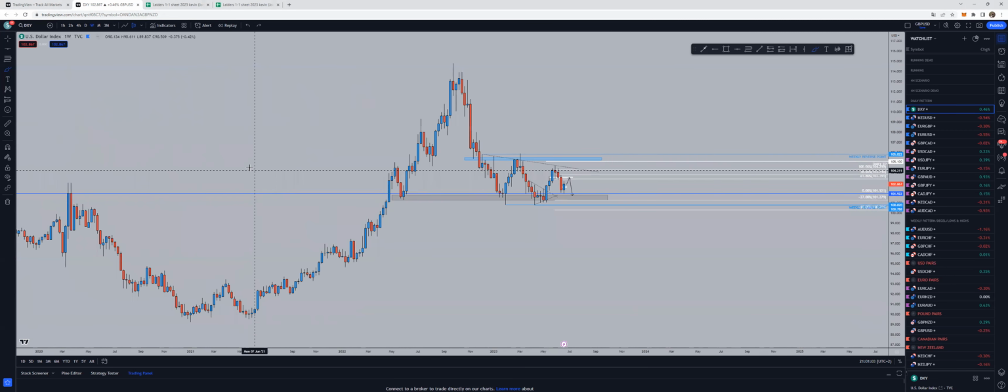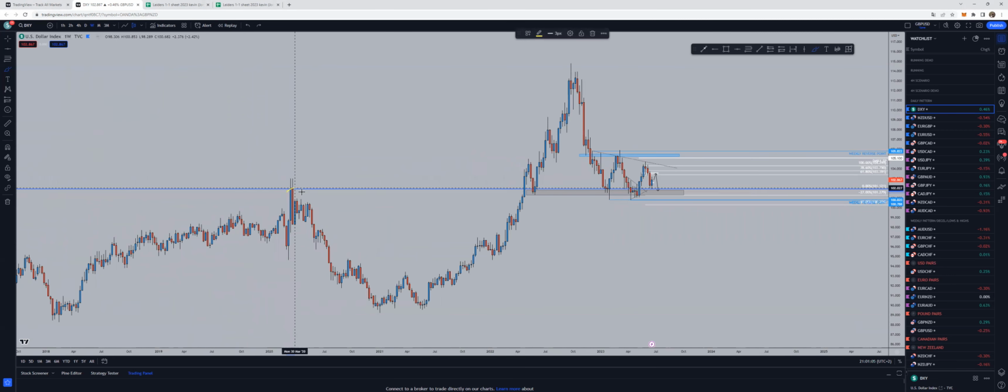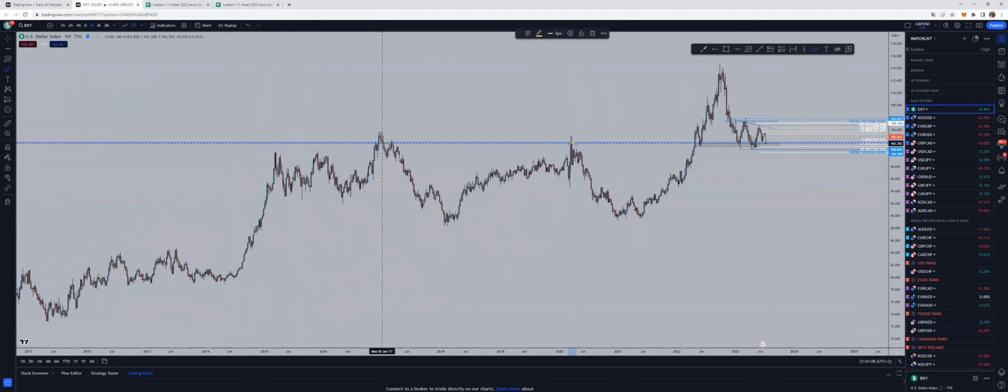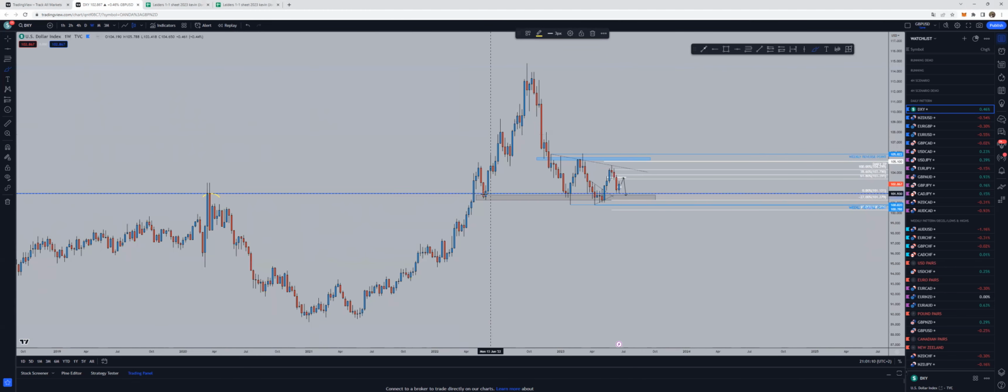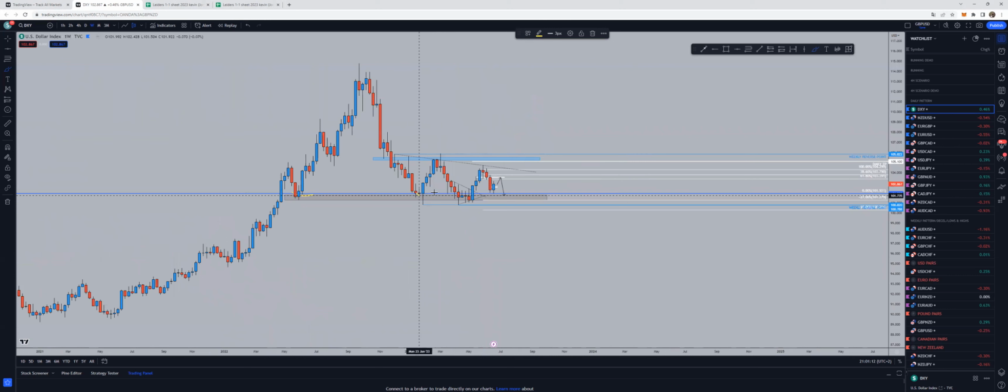If you can see further, this is also clear resistance here. Yeah, resistance. So it's a clear support, supply and demand zone region here, where the banks like to take some longs or shorts on.